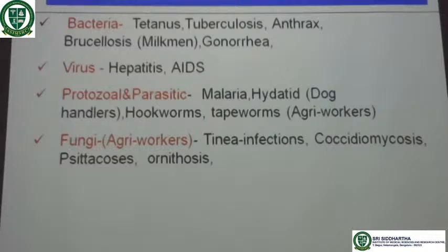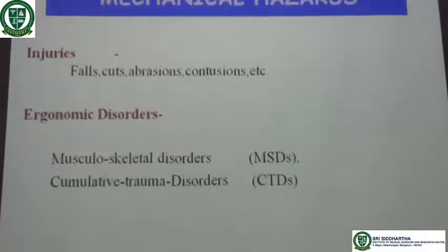And you can think of the contribution of viruses like hepatitis and AIDS. And when it comes to protozoan and parasitic contributors with respect to occupational hazards, malaria, hydatid disease, hookworm, and tapeworm play an important role. When it comes to fungi, tinea infections, coccidioidomycosis, and others contribute majorly. So this is the important aspect: mechanical hazards contributing to occupational hazard indirectly play a big role in occupational health.